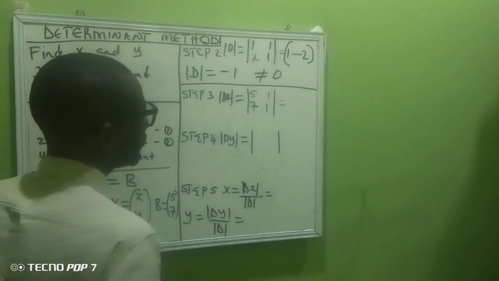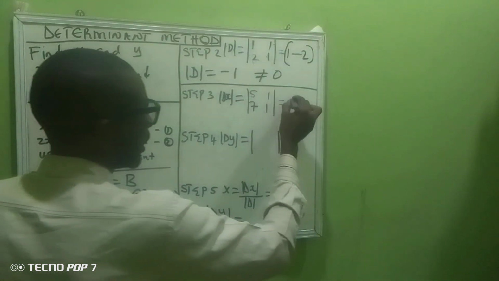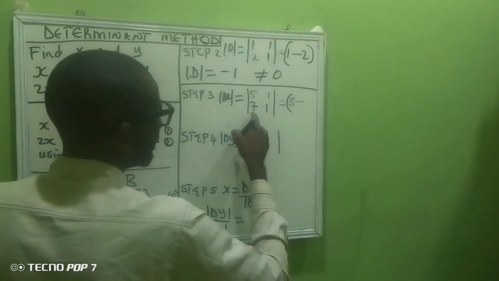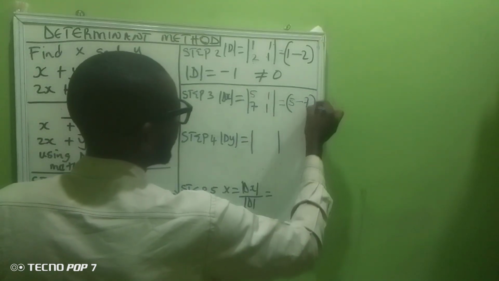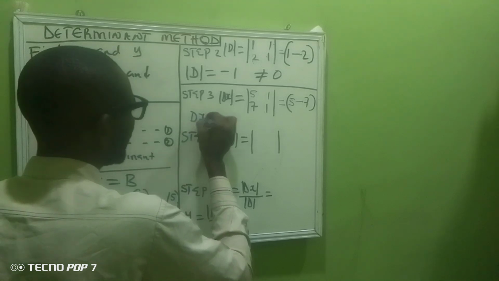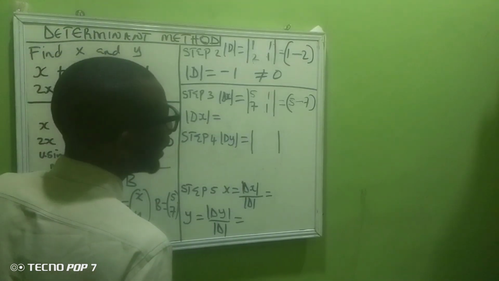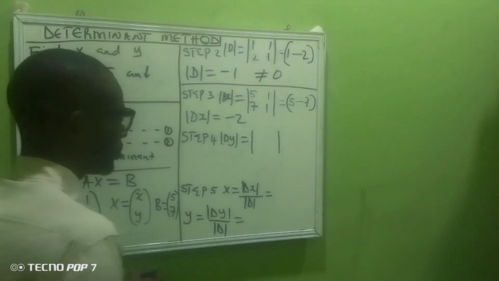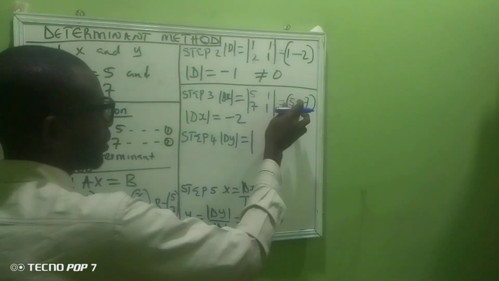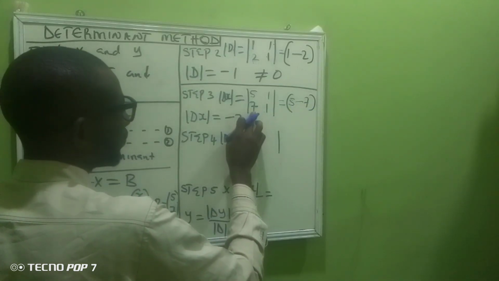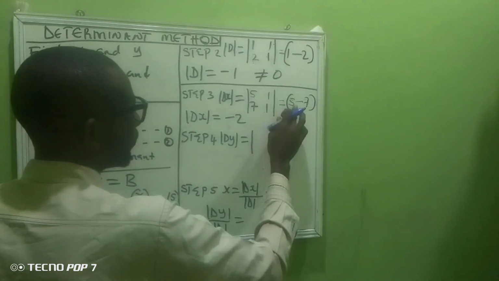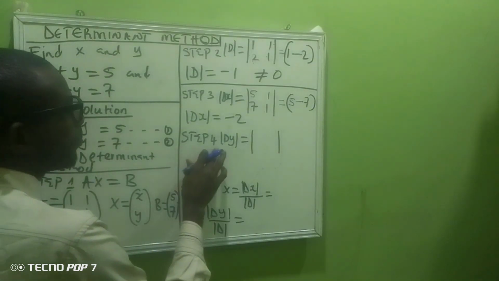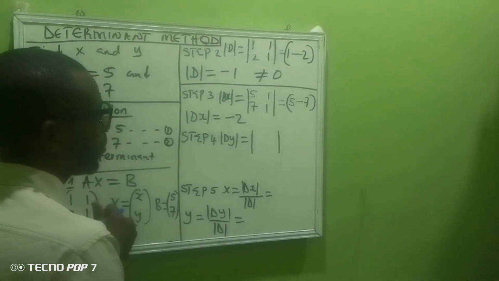Then you go again. 5 times 1 is 5. What next? 7 times 1 is 7. So our determinant of x, delta x, is now equal to what? 5 minus 7 will give us minus 2. We are done.